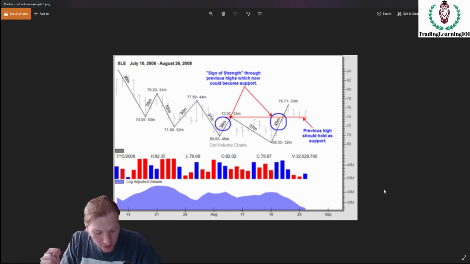The book focuses on volume and indicators. Timothy Ord talks about many indicators in this book. When he got to the indicators in the book, I found myself zooming through those indicators because I'm not an indicator type of guy. I'm more of a price action and volume type of trader. So I really don't care for indicators.